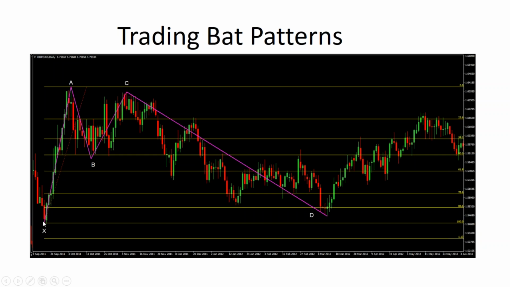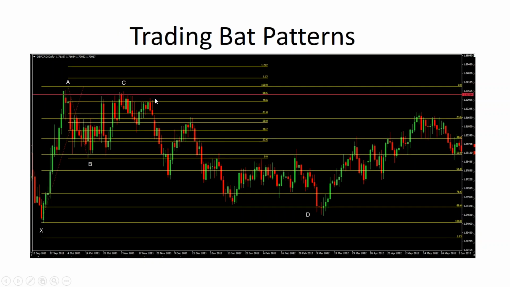So again, I've highlighted the swing points so you'll be able to see them clearly. And this time with our bullish pattern, we start with a bullish drive from X to A. We then get a retracement lower into the 50% level of that XA leg. From there, we then reverse higher and put in a lower high at the C point, which is up into the 88.6% retracement of that AB level.